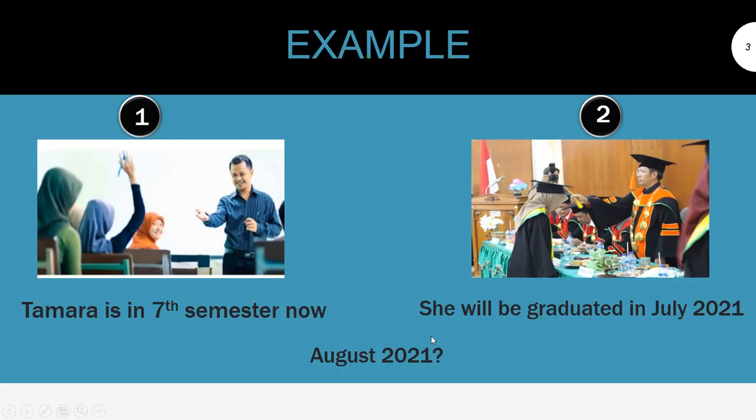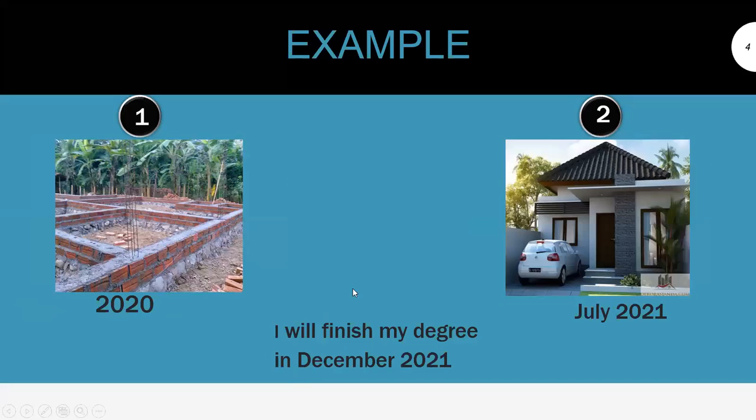Why have graduated? Because the planning is she will be graduated in July 2021. Planningnya itu she will be graduated in July 2021. So it means by August 2021 she will have graduated by August 2021. Okay, next.